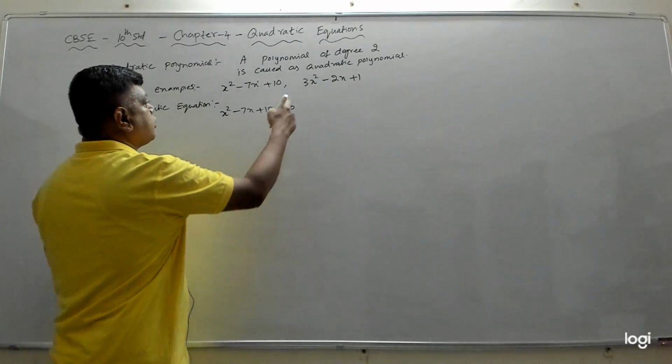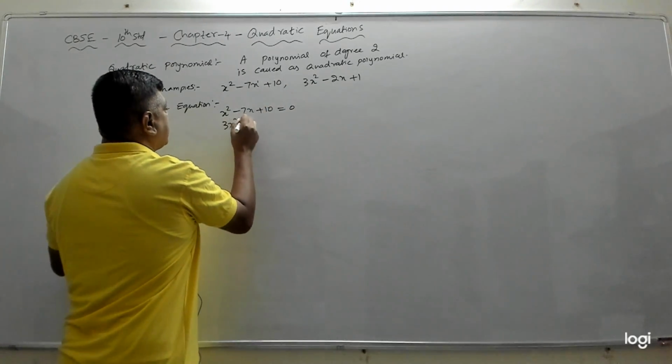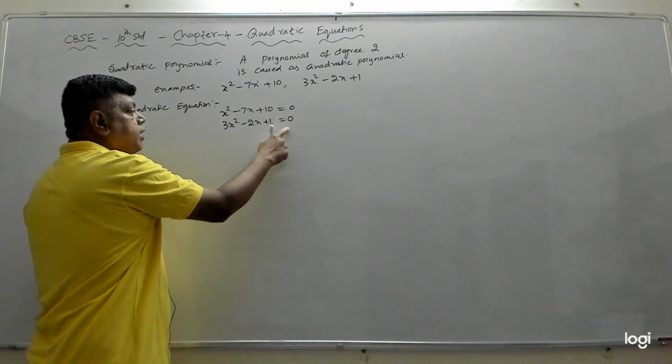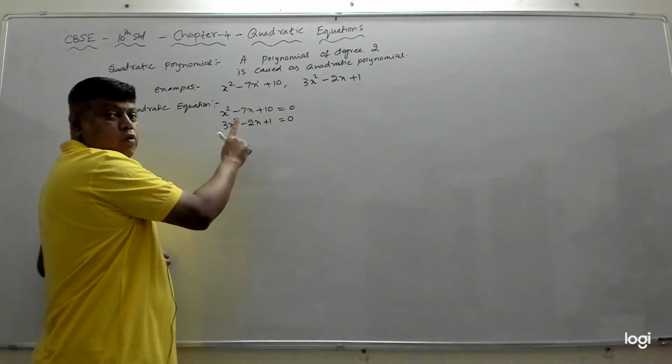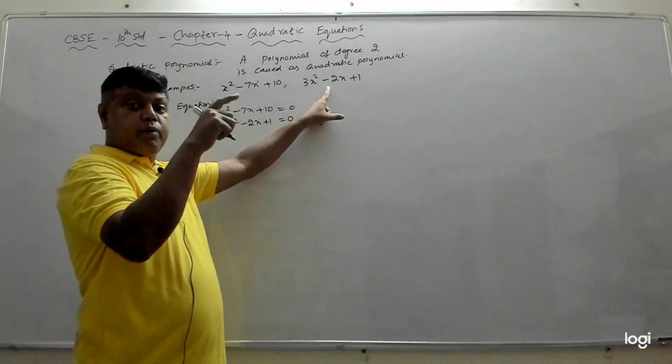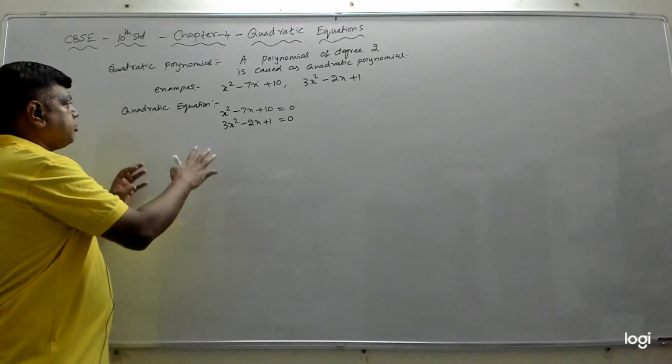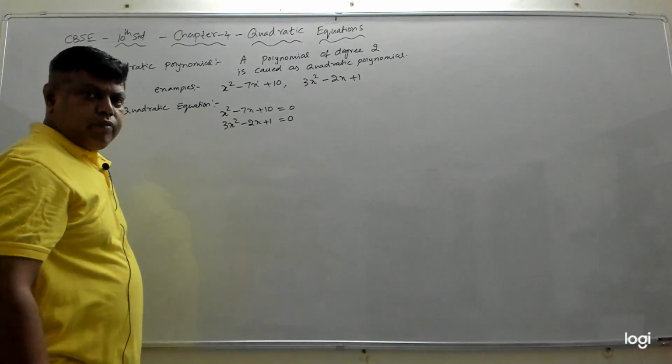We can have this also: 3x square minus 2x plus 1. If you put it equal to 0, then this is called a quadratic equation, not a quadratic polynomial. Here it is called a quadratic polynomial because there is no equal to sign. So now you understand what a quadratic equation is.